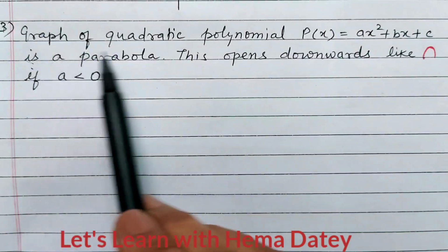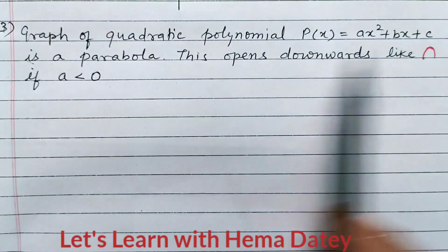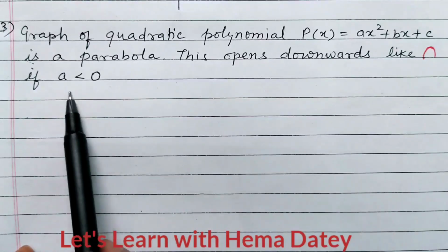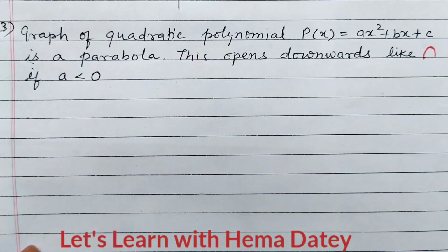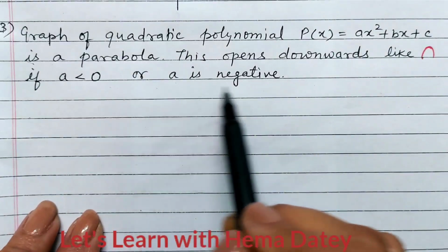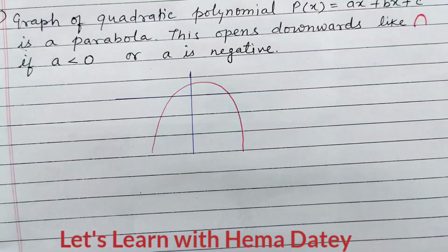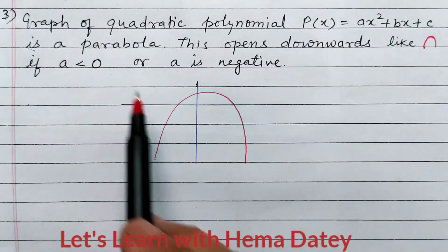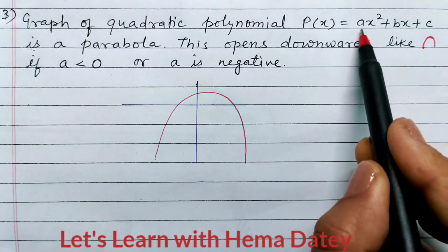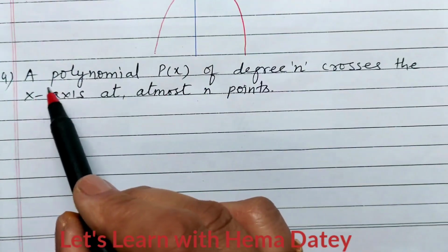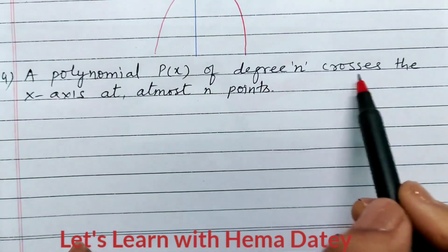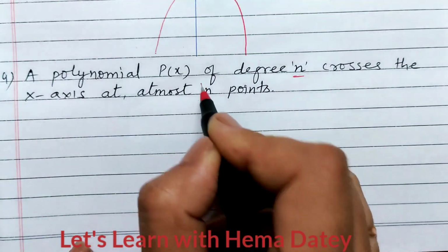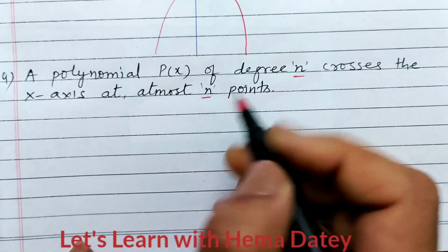Graph of a quadratic polynomial p(x) equals ax square plus bx plus c is a parabola. This opens downwards if a is less than 0, or a is negative. So first of all, you will have to check the value of a in the given polynomial. If a is negative, the parabola will open downwards. Next point, a polynomial p(x) of degree n crosses the x-axis at most n points.